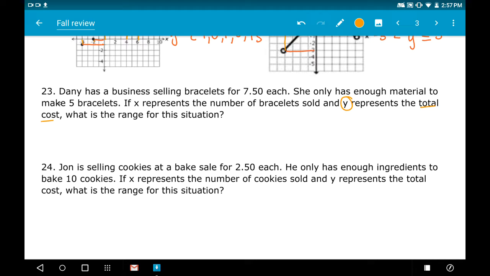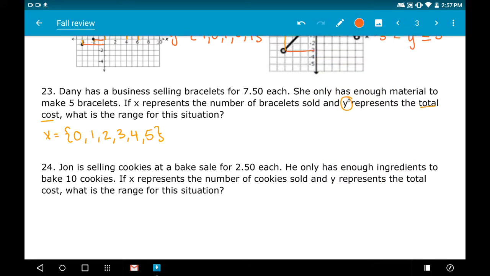So she only has enough to make 5 bracelets. So let's go ahead and figure out what our domain could be. In this case, we actually have to figure out what domain is so we can figure out what the range would be. So this one would be discrete because she can't sell half of a bracelet. If you can't do half of your X value, it's going to be discrete. So she could sell 0, 1, 2, 3, 4, or 5 bracelets. She can't sell more than that because she doesn't have enough material.